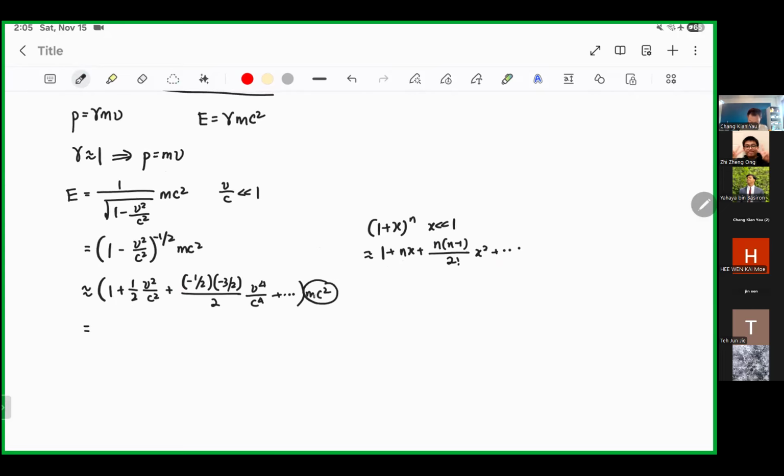Okay, we can plug in the mc squared inside here. I'll write it this way. So we get mc squared plus half mv squared plus 3 divided by 8 mv to the fourth over c squared. And then you have some other terms at the back.